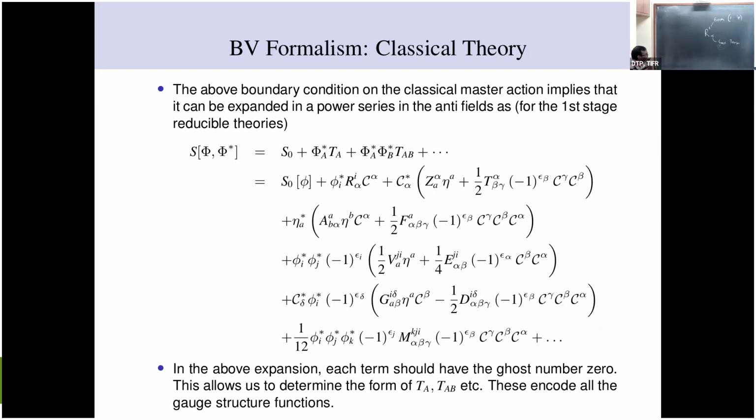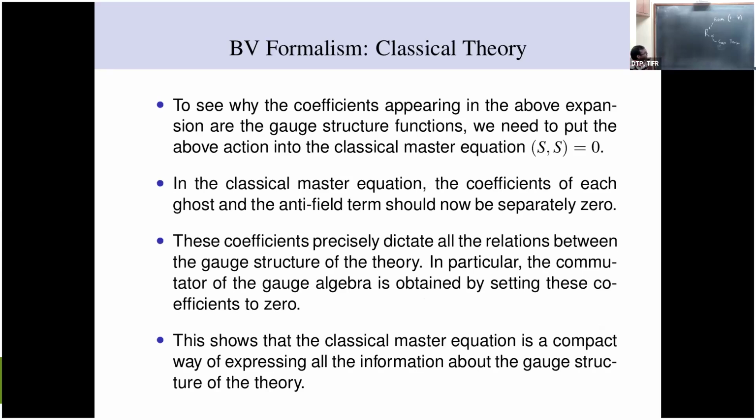So now what you do is you put this expansion of this classical master action into your classical master equation, which is the anti-bracket of S comma S equal to 0. The classical master equation can also be expanded in terms of these ghosts and antifields. The coefficient of each ghost and antifield term should separately be 0, because you cannot combine terms with different ghost numbers. So you demand that each term with a particular ghost number or antifield power should vanish. Ghost number is an integer value.